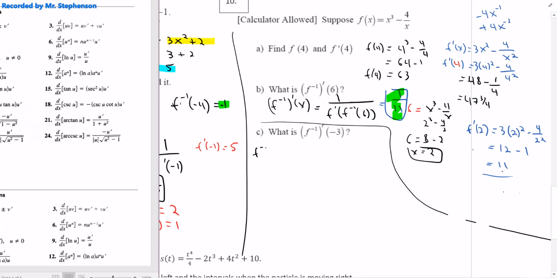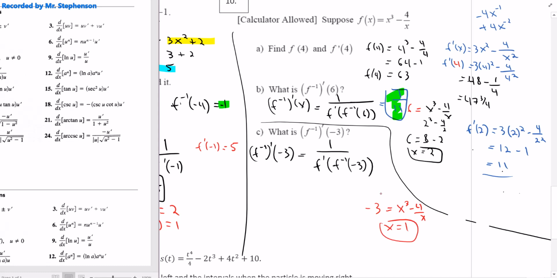If I want f inverse prime of negative 3, I will have to find 1 over the derivative of the inverse evaluated at negative 3. So negative 3 now is my output of my function. So I'm setting up this equation again where negative 3 equals x cubed minus 4 over x. I need to figure out what number can I plug into this to get negative 3. How about 1? 1 cubed minus 4 over 1. So it's going to be 1 minus 4. Right, so x equals 1 here. It gives me a solution.